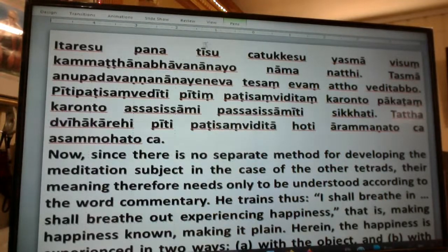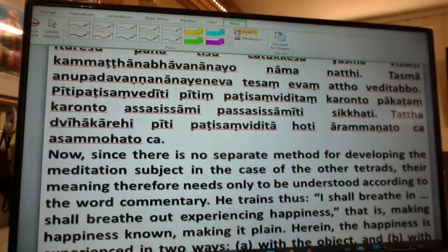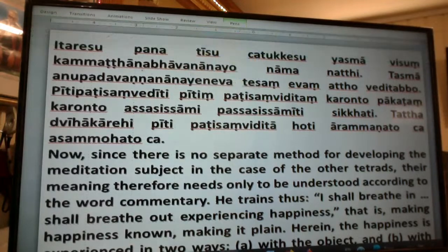Iteresu means the other. More explaining here, Iteresu from the first four group, the other one, Tisu Chatokesu. Tisu is a three, isn't it? Tisu is a three, Chatoka is a four group. And another three four group.